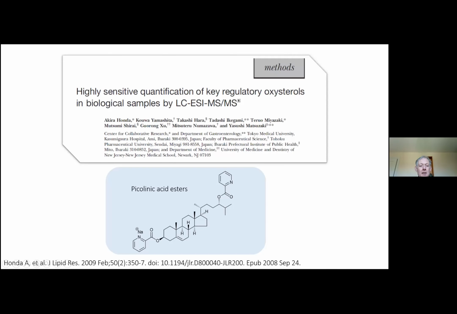So the first method we'll go through is the derivatization to picolinic acid esters. This comes from the work of Akira Honda, and he published this nice paper in 2009 describing the method. As I said, we're making picolinic acid esters. So here's a picolinic acid ester. We started off with an oxysterol, actually 24-hydroxycholesterol, and it can be derivatized to the diester.